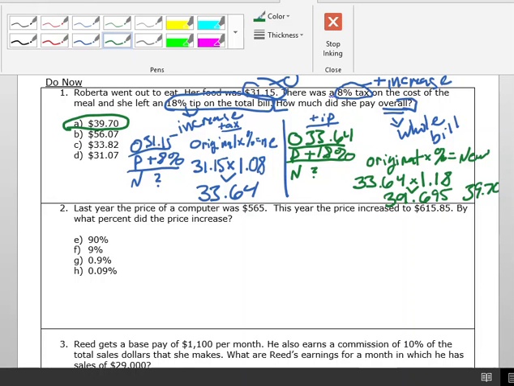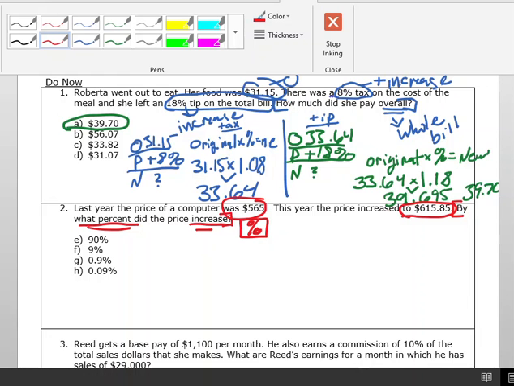Last year, the price of a computer was $565. This year, the price increased to $615.85. By what percent did the price increase? What percent did the price increase? This is asking me for a percent. My answer is going to be a percent. I said that twice because this is the kind of question where you guys will sometimes know how to do the math, but you just didn't read the question correctly, okay?